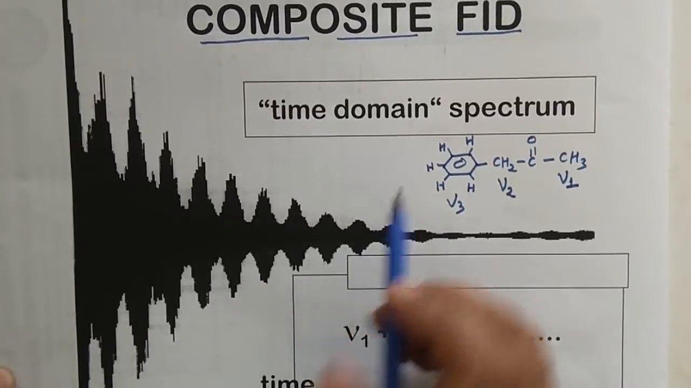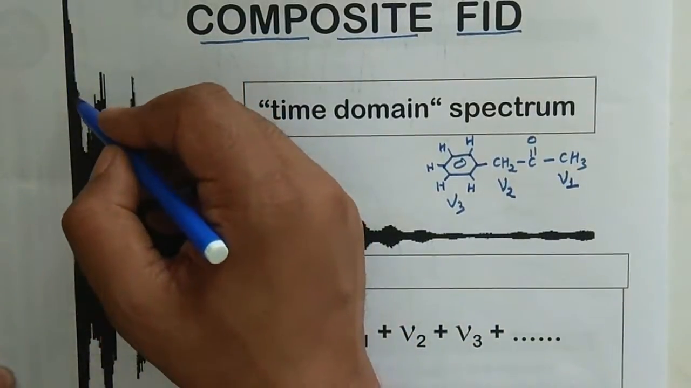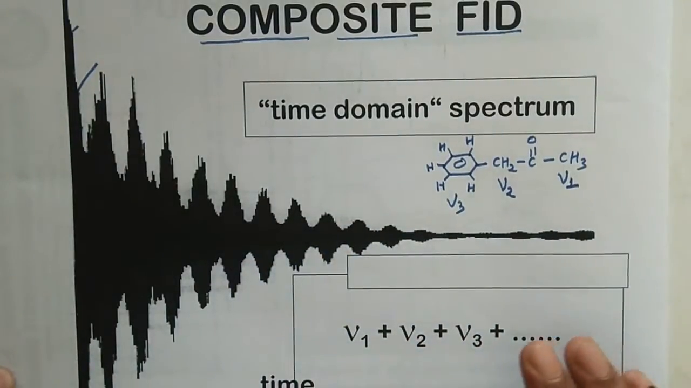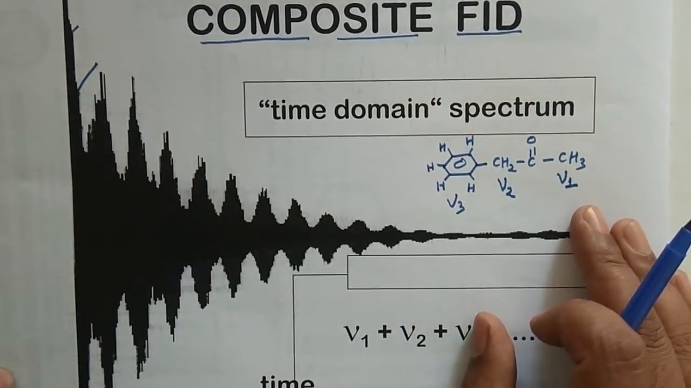So this is your time domain spectrum, because it is dying with time. It is the picture of your FID, and here the intensity of the signal is maximum, as you can see, and then it is going down. So your FID looks like that. This is your FID which contains all the signals. This is just one example.